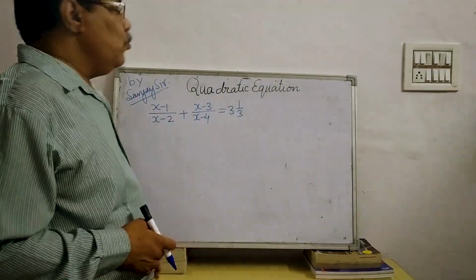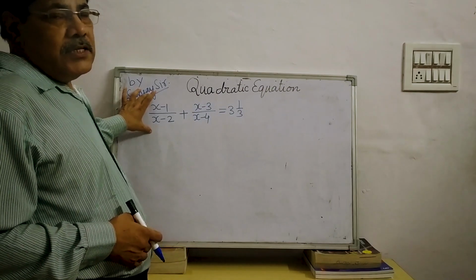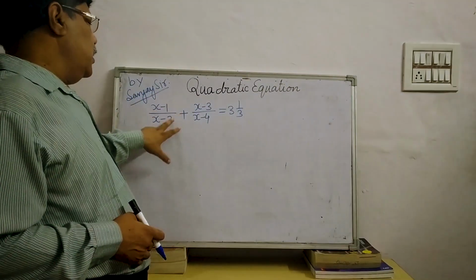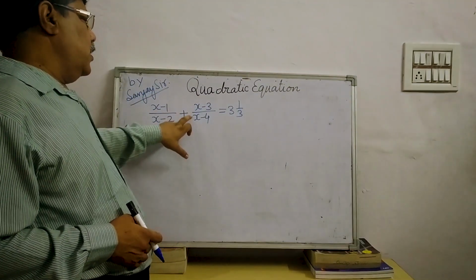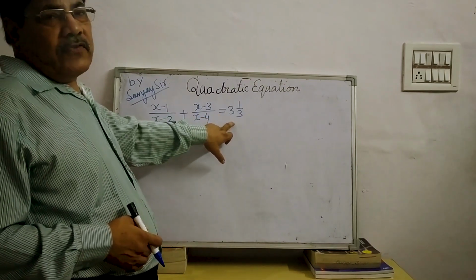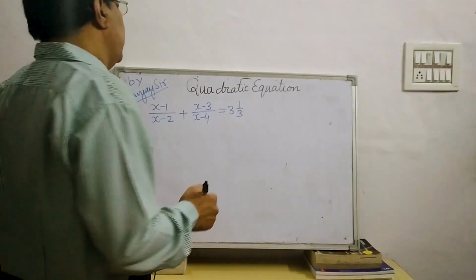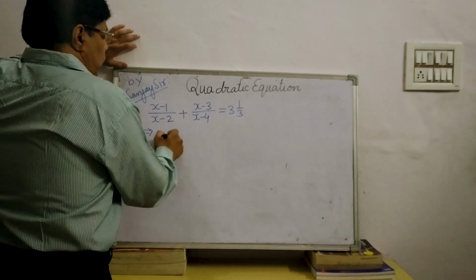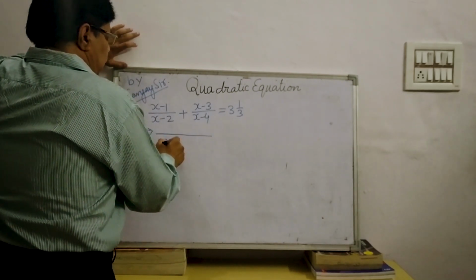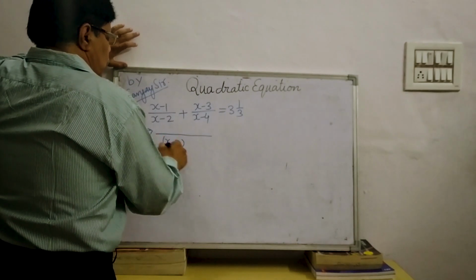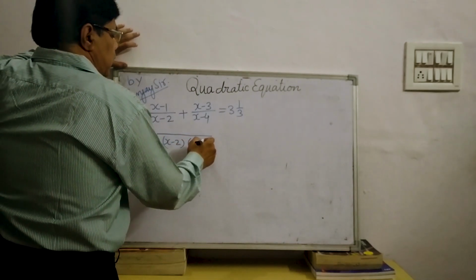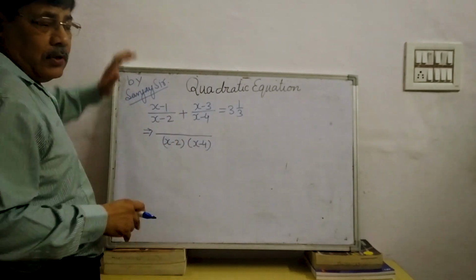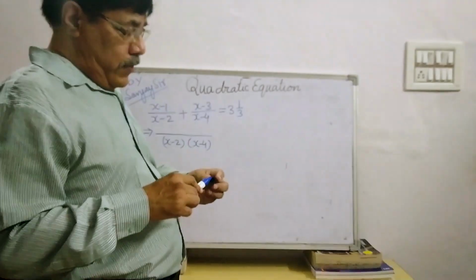So what will you do? Because fractions are there, this is the numerator, this is the denominator, numerator, denominator. This is a mixed fraction. So first we will simplify. Take the LCM. What will be the LCM? (x - 2) and here it is (x - 4). Clear? Okay.